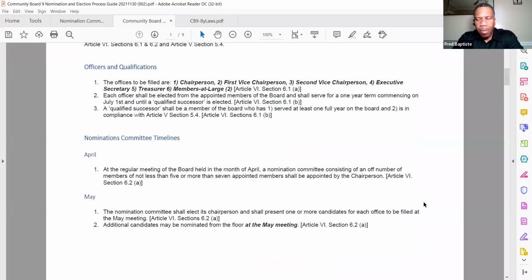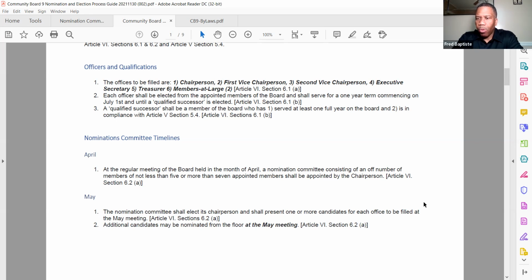So the nomination committee timelines. The most important thing to understand about this is that our nomination process is basically in 3 steps. The first month starts with the selection of the nomination committee. So in November, you were all appointed to the nomination committee, or this month, I should say, you were appointed to the nomination committee, satisfying that requirement.